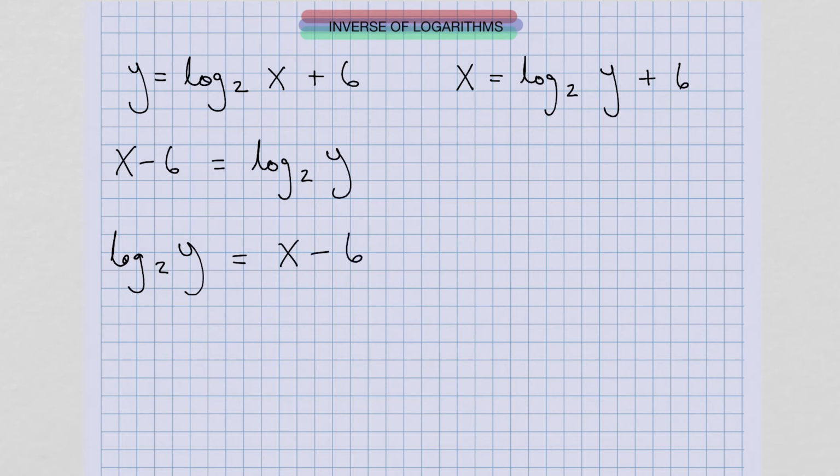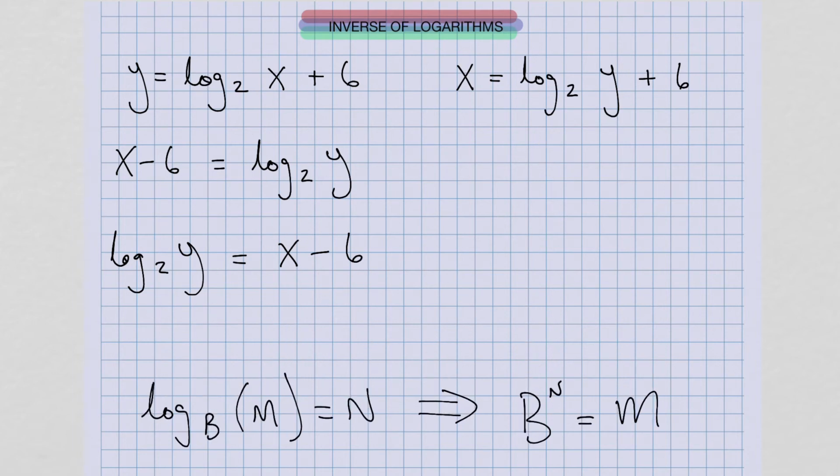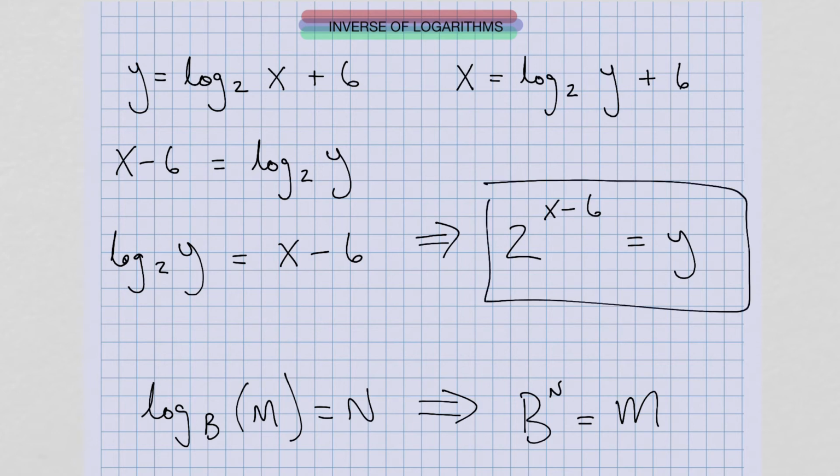Okay, and what that's saying, once again, from our little concept here, is that 2 raised to the x minus 6th power equals y. Okay, and that's our answer. Okay, this is the inverse. So we started here. This is the inverse. And once again, we're using this as our key to finding the answer.